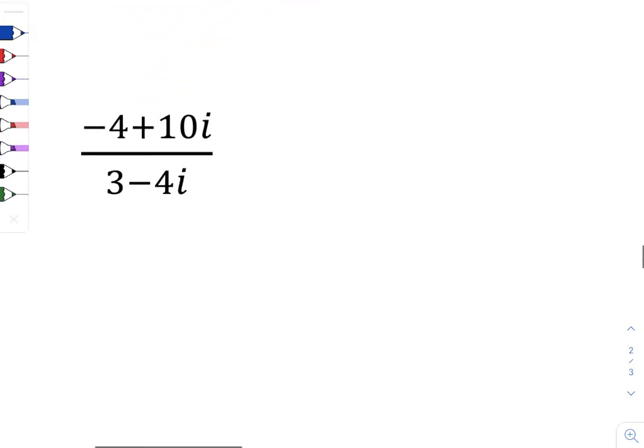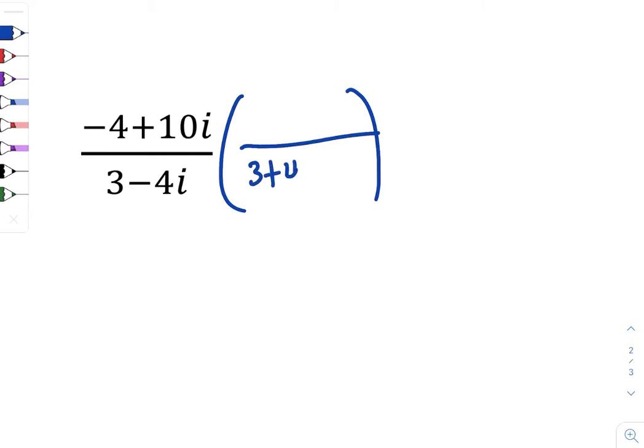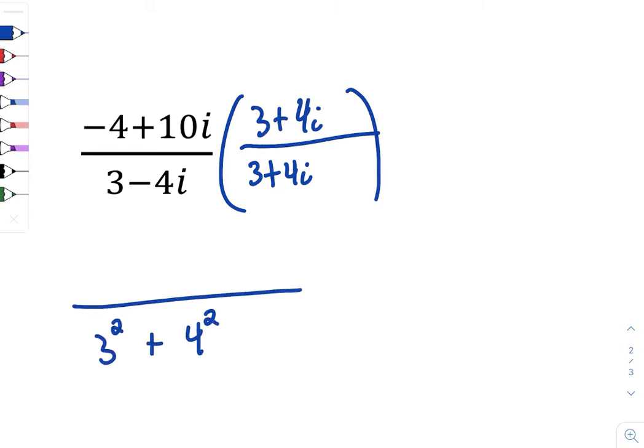And then we'll take a look at one more. We'll go a little faster. Again, I need to multiply by the conjugate, which is 3 plus 4i in both the numerator and the denominator. In the bottom, I'm going to get 3 squared plus 4 squared. In the top, I'm going to have to FOIL.